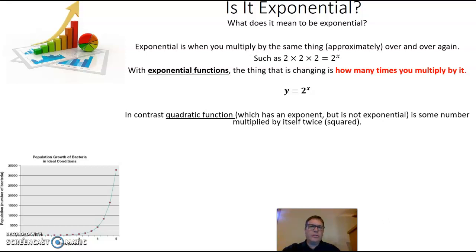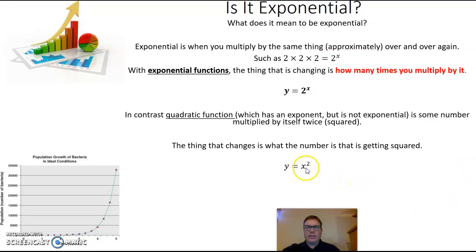In contrast, a quadratic function. This would be the one that I would say most people confuse with it, because actually parts of the graph kind of look the same. But in a quadratic graph, what's going on is they're always being multiplied by themselves twice. What is it that's multiplying by itself is what's changing. So the base is what we call it. The base is the thing that we can change, but it's being squared, multiplying by itself twice.